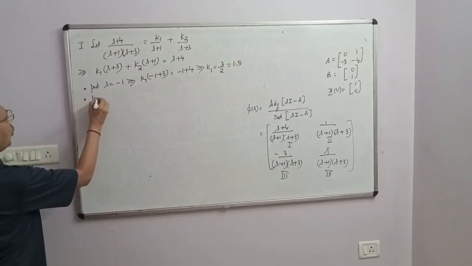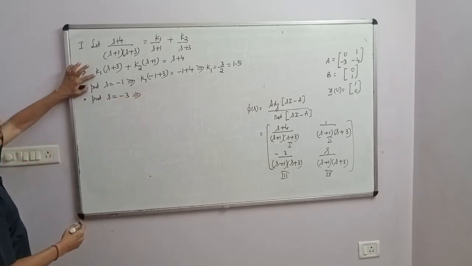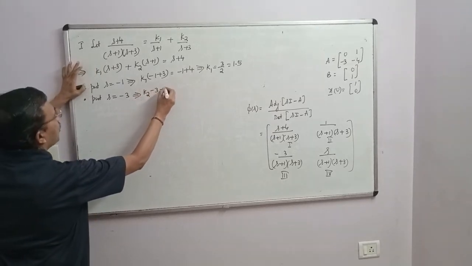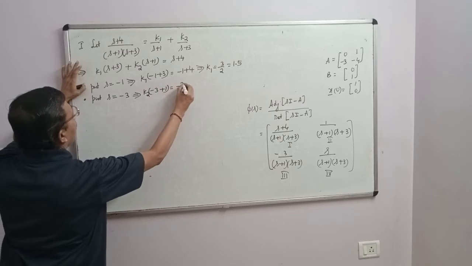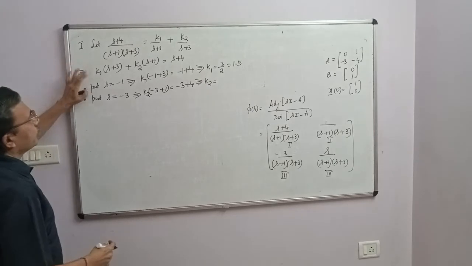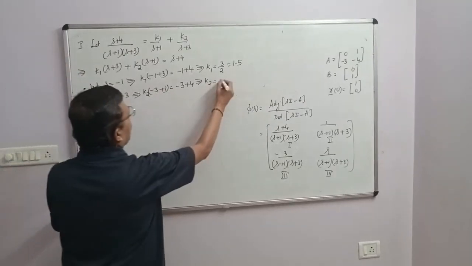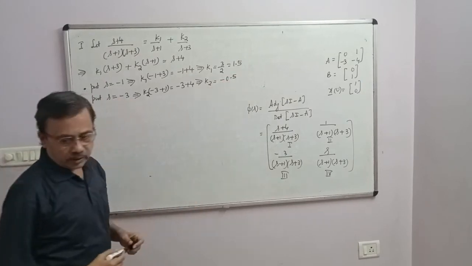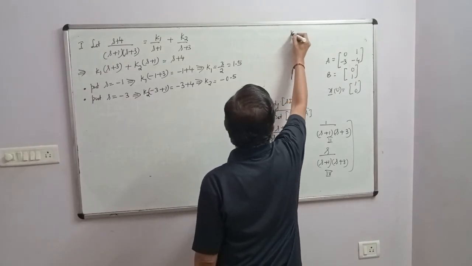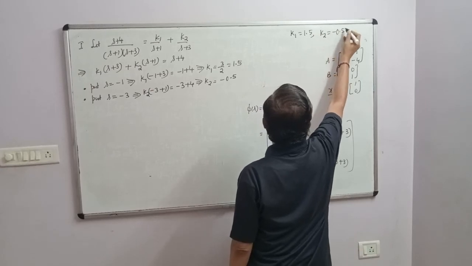Next, we put S is equal to minus 3. If you put S is equal to minus 3, this element will be 0. So you get K2 into (minus 3 plus 1) is equal to minus 3 plus 4. This implies K2 is equal to 4 minus 3 is 1, 1 divided by minus 2, K2 is minus 0.5. So I'll write down the values here. K1 is 1.5, K2 is minus 0.5.